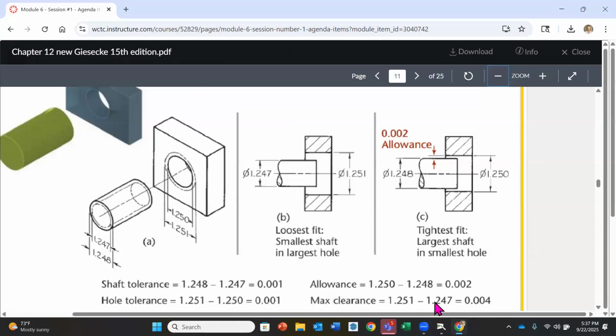The minimum clearance, in this case, is going to be the smallest hole minus that largest shaft. This becomes our worst case scenario, okay? So here you're going to notice that we still have some clearance, 1.250 minus 1.248, so a 0.002 difference between the two. Both are positive, so they're both a clearance situation.